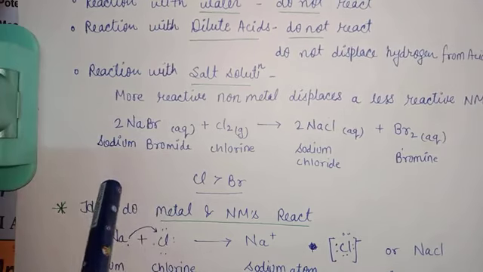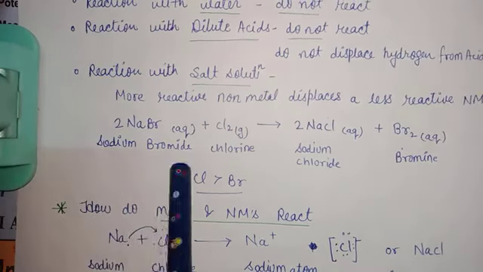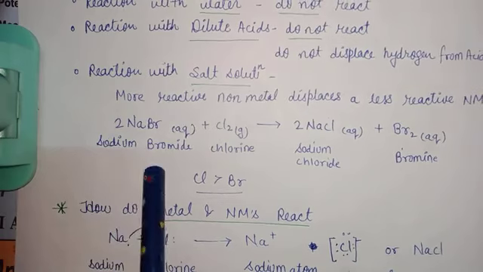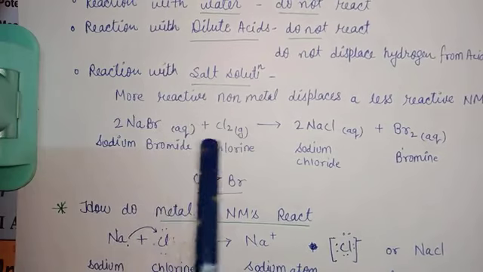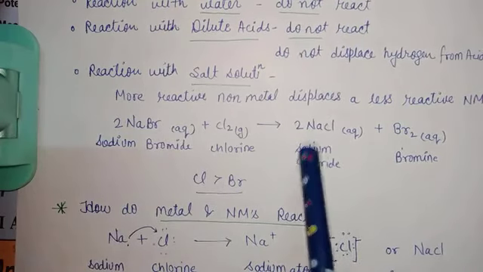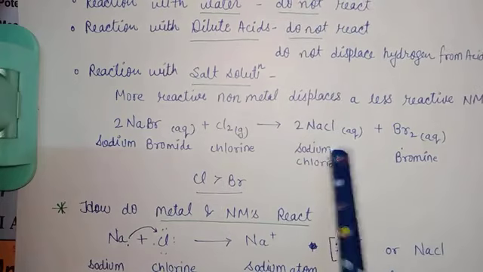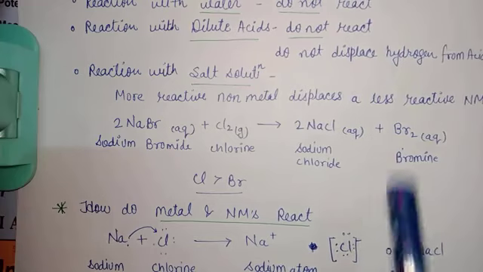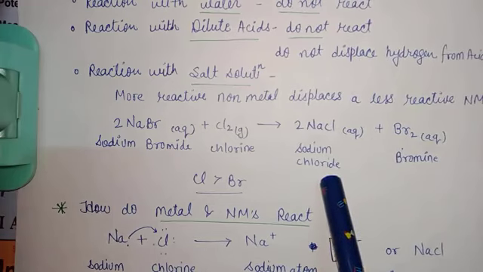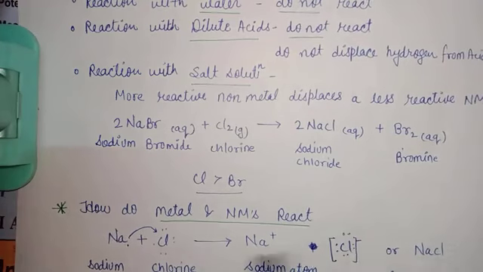2NaBr, we take this example. In the same way, sodium bromide taken in aqueous form, and chlorine gas passed through it, gives 2NaCl, sodium chloride. Sodium chloride is an ionic compound, and it also behaves as solid in nature and is harder in property.